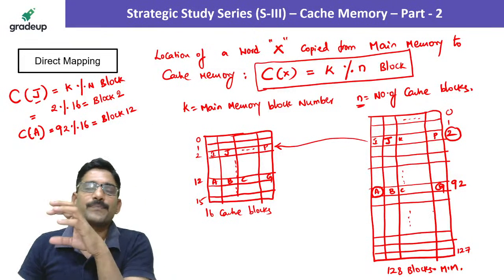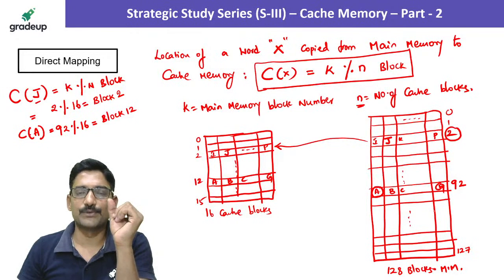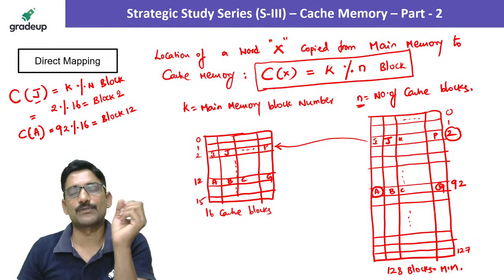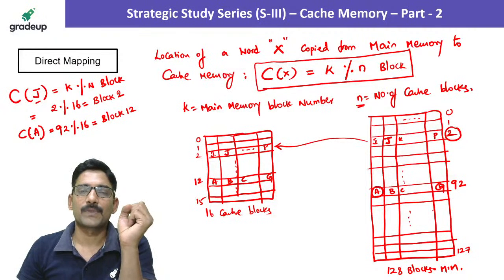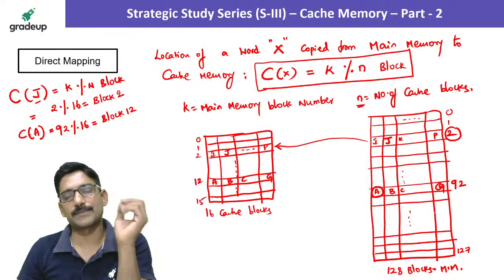Like this, main memory block number modulus number of cache blocks. When you do this, you will get the block in which we have to copy the arrived one. This is according to direct mapping.